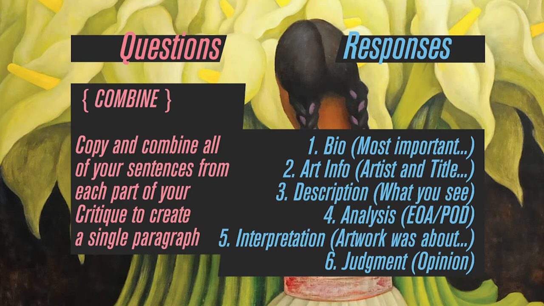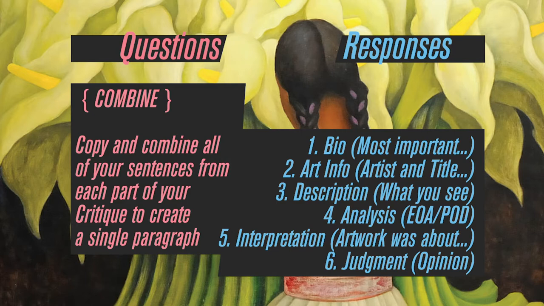What was the most important thing to you? The second part should be the artwork info. So the artist and the title of the artwork that we're going to be talking about. The third part should be the description. What did you see in the artwork? The fourth part should be the analysis.